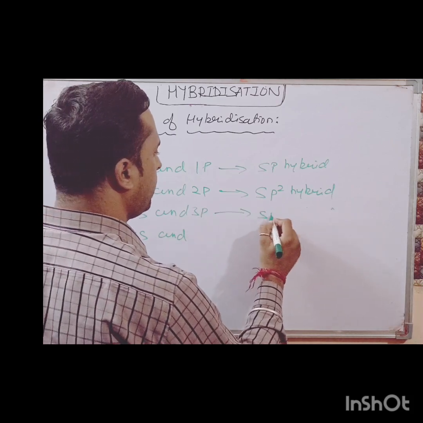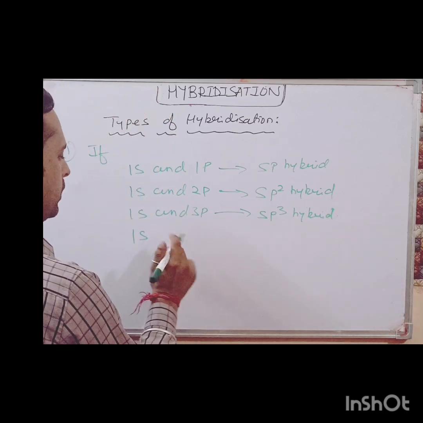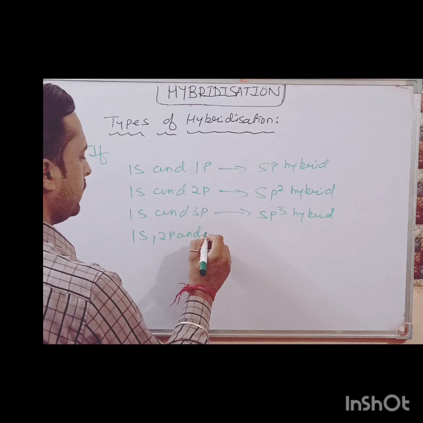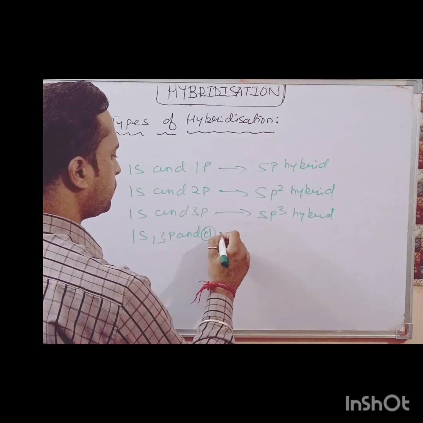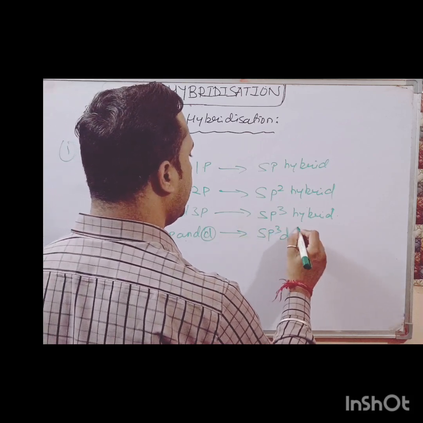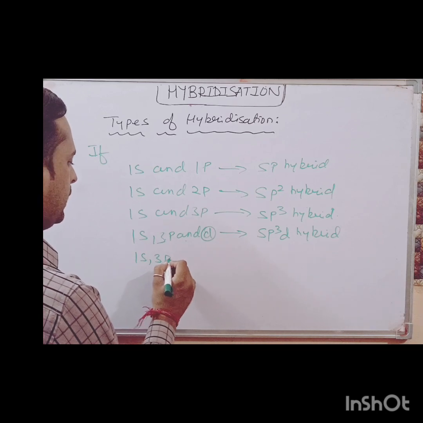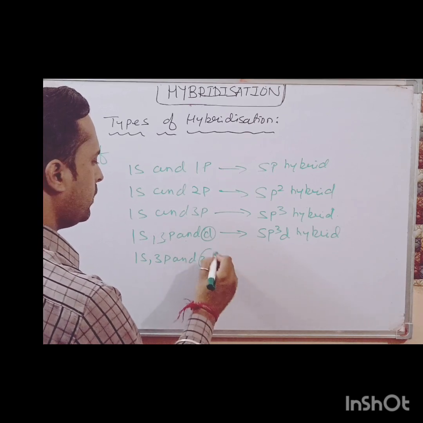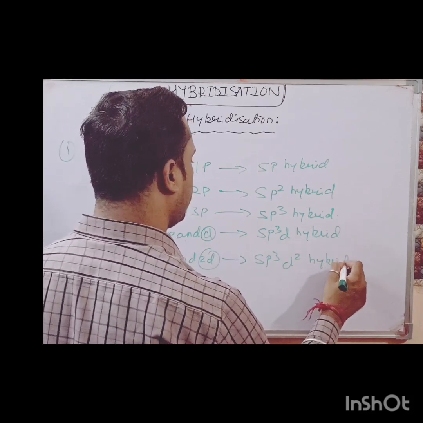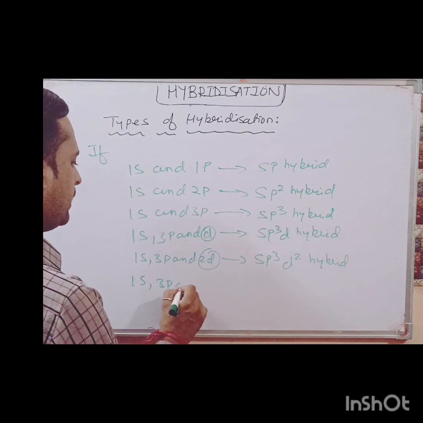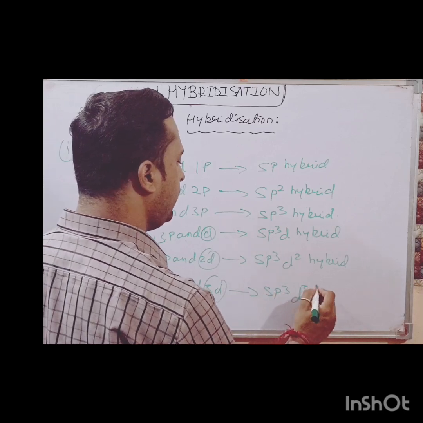If one s and three p combine, they form sp3 hybrid. If one s, three p and two d combine, they form sp3d2 hybrid. If one s, three p and three d combine, they are called sp3d3 hybrid.